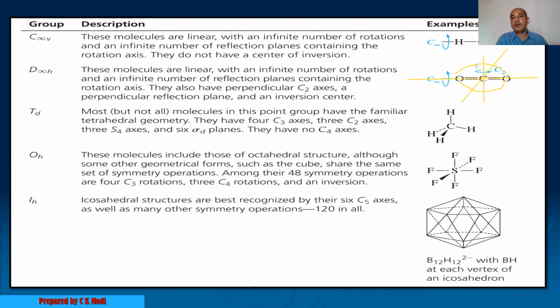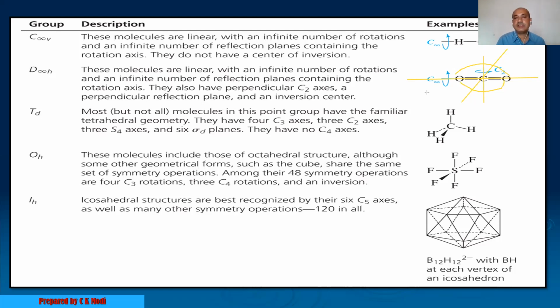C2Y. So which one is considered now? There are a number of rotation axes present: C infinite, which is situated on the x-axis, C2, which is situated on the z-axis, and another C2, which is situated on the y-axis. So which one is considered to be the principal axis?